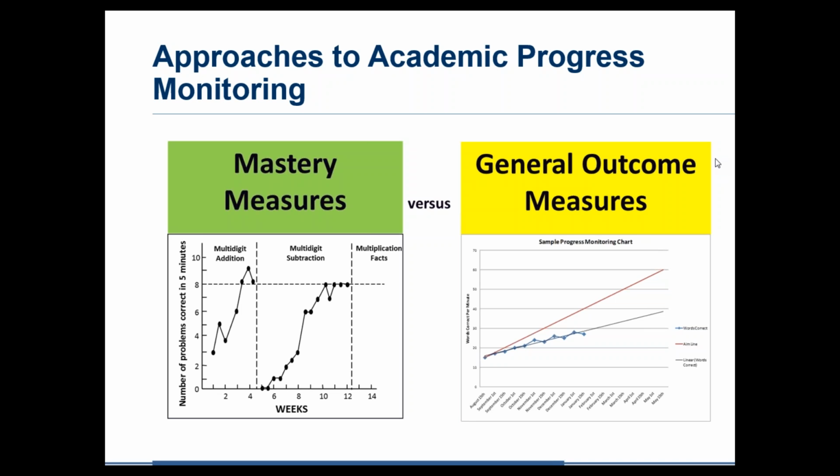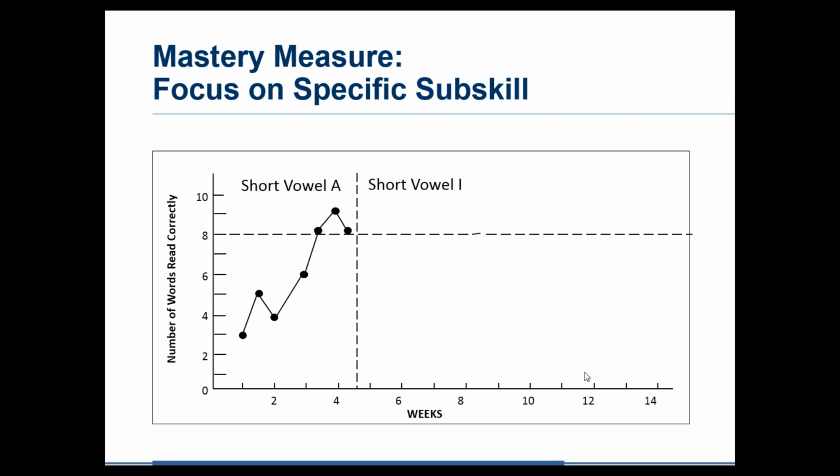With GOMS, you can compare the score of a student in May to a score he or she received in September. This cannot be done with mastery measures because each subskill is tracked separately. These subskills do not necessarily correlate well with overall achievement. Let's look at an example of mastery measurement.